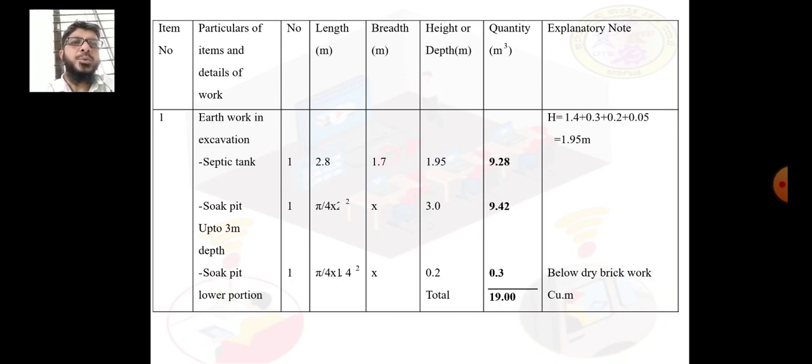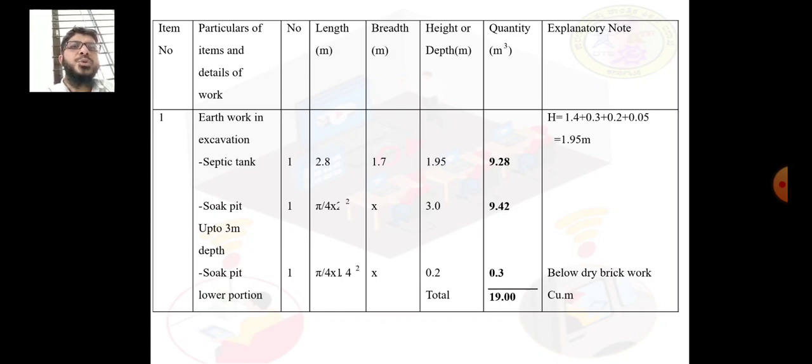So length is 2.8 meter and its width is 1.7 meter and height is 1.95 meter. So in the explanatory note you can see how the height we have taken. So h is equal to 1.4 plus 0.3 plus 0.2 plus 0.05 is equal to 1.95 meter. As the bottom is sloping, the height exactly at midpoint is 1.4 meter. So other dimensions we have added. So we got a quantity of 9.28.